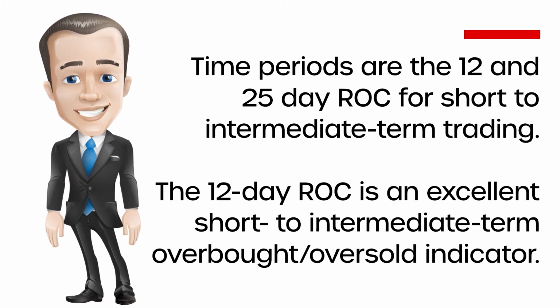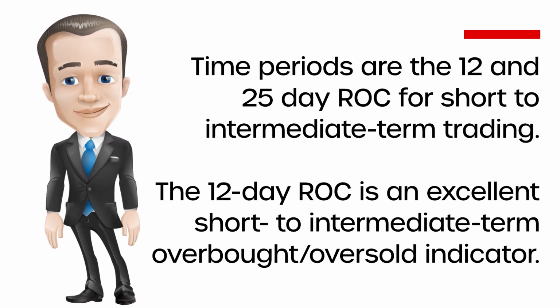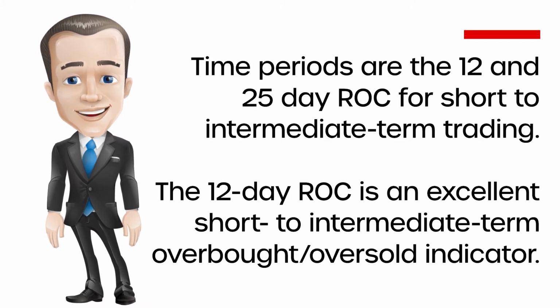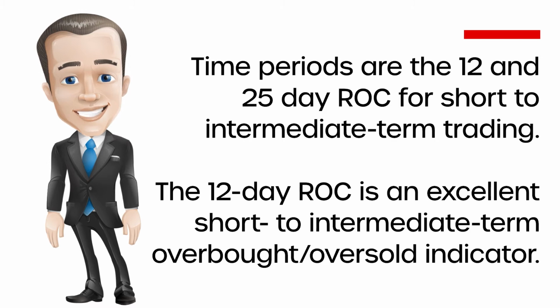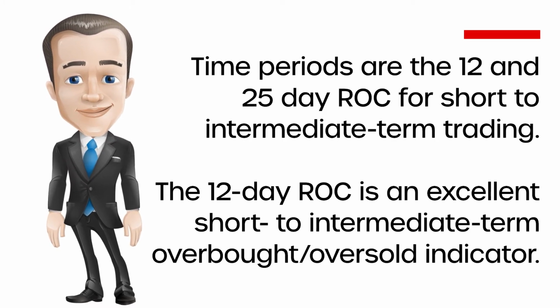The time period used to calculate the ROC may range from 1 day, which results in a volatile line showing the daily price range, to 200 days or longer. The most popular time periods are the 12 and 25-day ROC for short to intermediate term trading. These time periods were popularized by Gerald Appel and Fred Hitschler in the book Stock Market Trading Systems. The 12-day ROC is an excellent short to intermediate term overbought/oversold indicator. The higher the ROC, the more overbought the security. The lower the ROC, the more likely a rally.